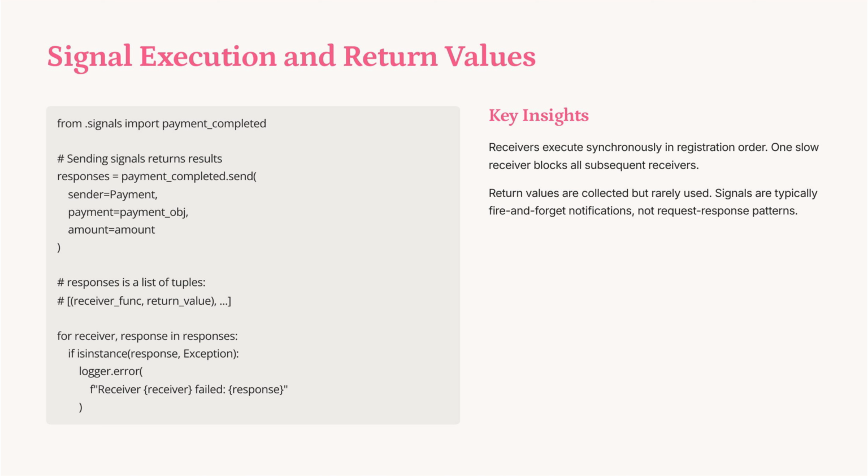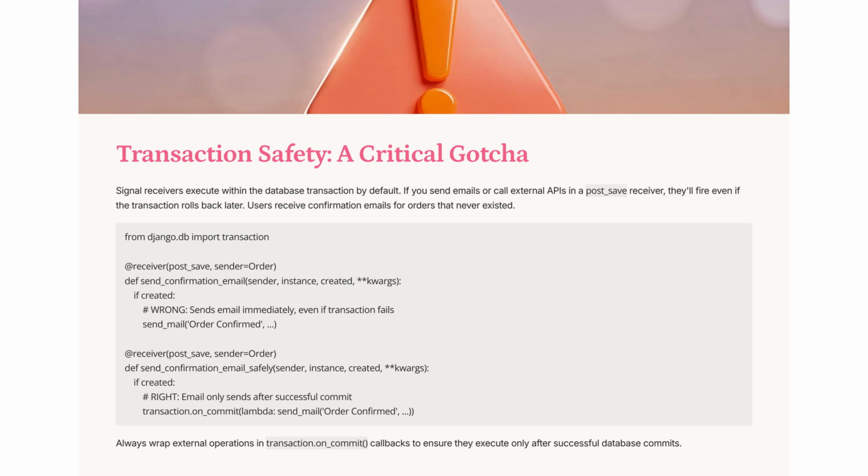Receivers execute synchronously, meaning a slow receiver can block others. While return values are collected, they are seldom used, as signals are generally fire and forget notifications rather than request-response patterns. Signal receivers execute within the database transaction by default, risking premature actions like sending emails. To prevent issues, wrap external operations in transaction.on_commit callbacks.